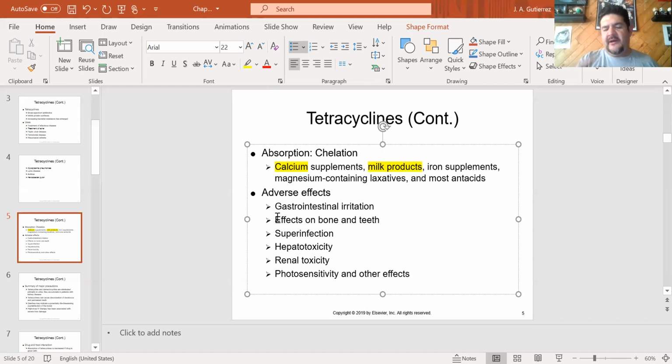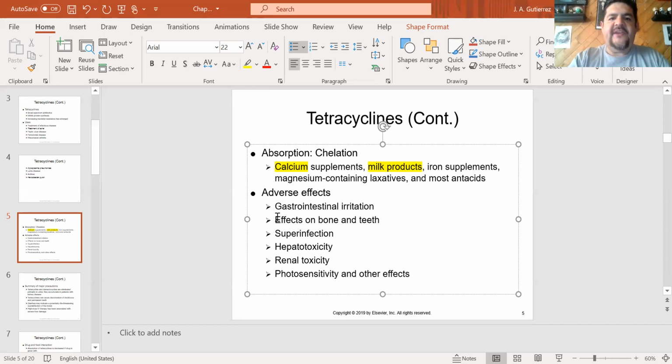We mentioned last week that tetracyclines are not advised in pediatric patients and not advised in patients that are pregnant because, again, this medication is going to go into the body and it's going to attach itself to the calcium of the bones.